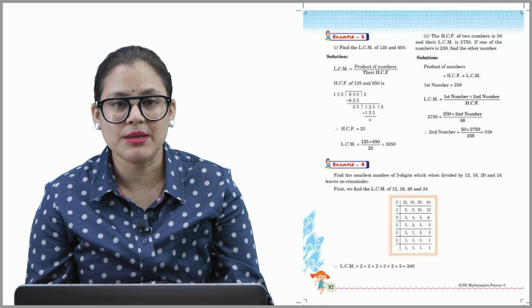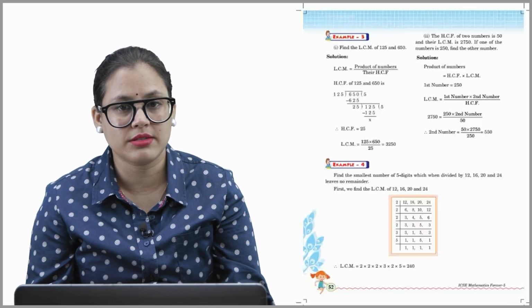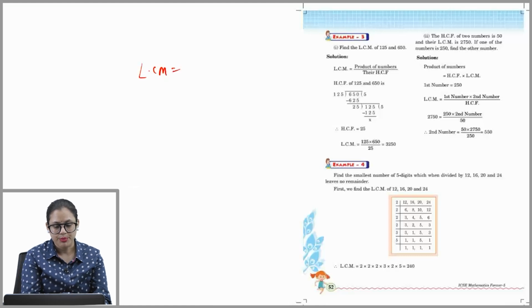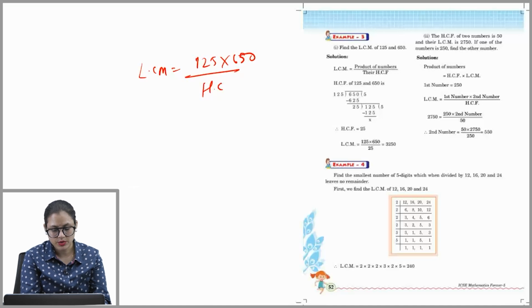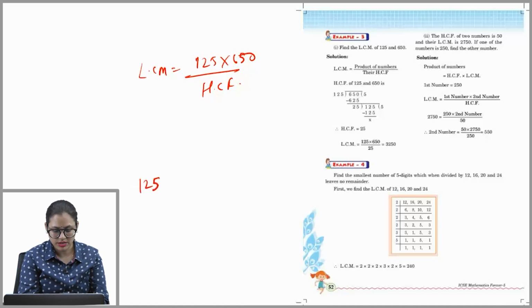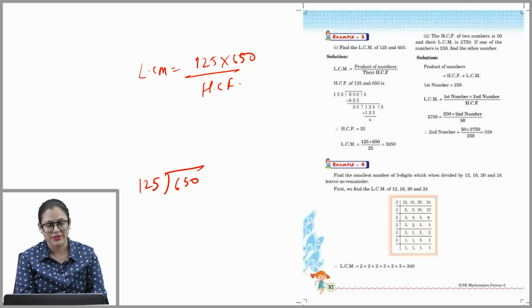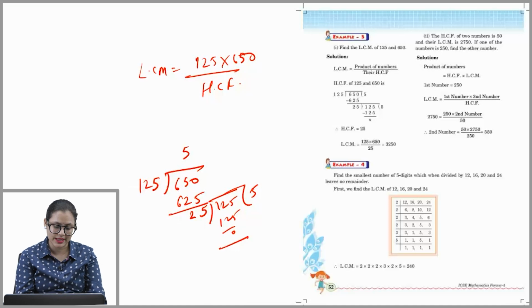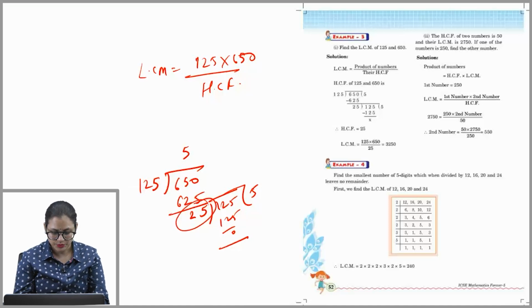Find the LCM of 125 and 650. So, LCM is what? Product of two numbers, that is 125 and 650 upon HCF. But wait a minute, we do not have the HCF, which means first we need to find the HCF. So, let us find out the HCF by division method. We will divide 650 by 125. 125 5s are 625, then 125. 25 5s are 125. So, what is the HCF? 25 is the HCF.